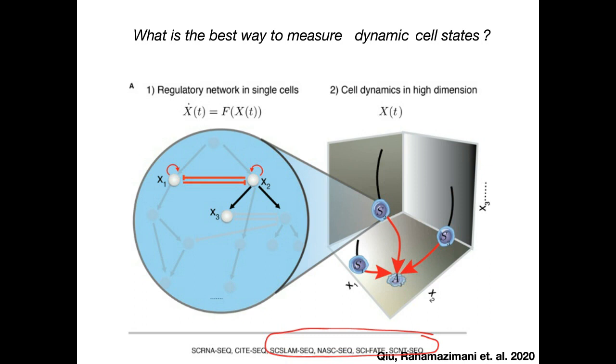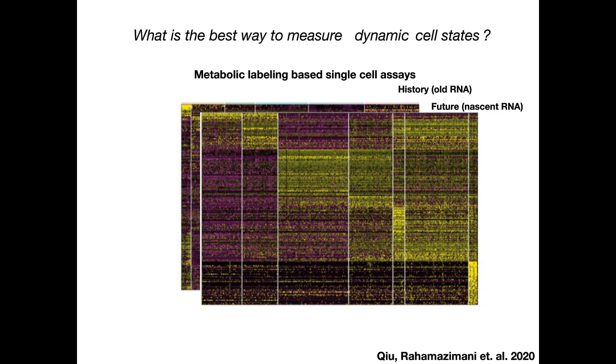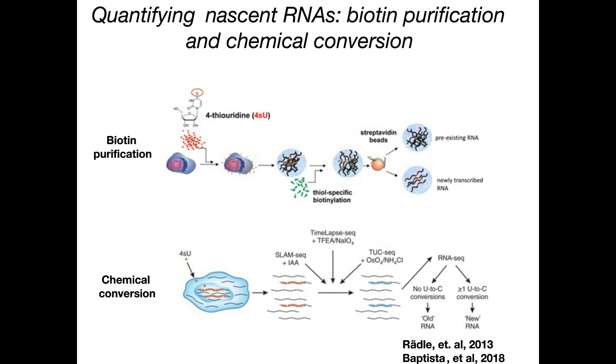The reason is quite simple, because when you use these metabolic labeling based single cell assays, you are actually measuring two modalities of the same cell. The metabolic labeling can tell you which mRNAs are old and which are new. Then the question is, let's talk about how we can actually quantify the nascent RNA with metabolic labeling.